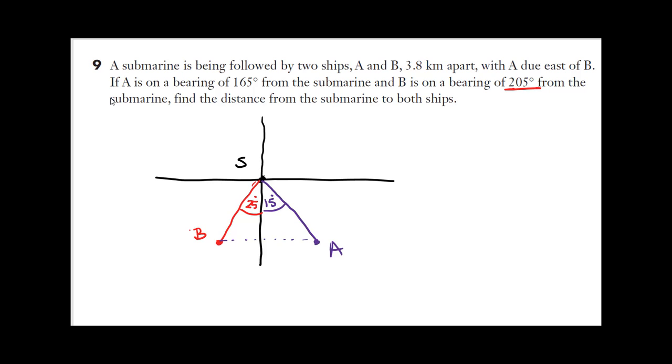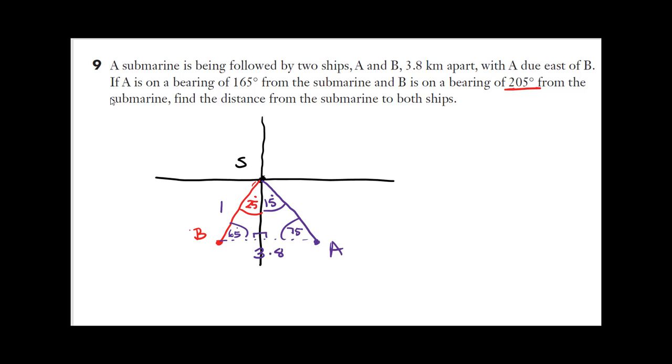What other information do we have? A and B are 3.8 kilometres apart. Okay, and the other key bit, because they are due east, this line here is perpendicular to that north-south line, which makes these two triangles right-angled triangles, which is really handy for us, because we want these other two angles in these triangles. This will make this 75 and this will be 65. And so it's find the distance from the sub to both ships.